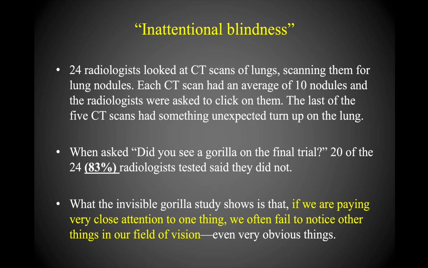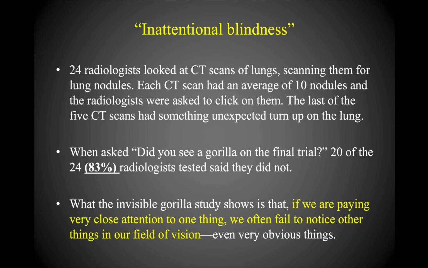So there's something known as unintentional blindness, which is a major issue. I alluded to this in the introductory lectures. This comes from a study where 24 radiologists looked at CT scans of the lungs, and they were looking for lung nodules just like we did a moment ago. Each CT scan had an average of 10 nodules, and the radiologists were asked to click on each one of them. And then the last of the 5 CT scans had something unexpected turn up on the lung, which is actually the scan that we just looked at.